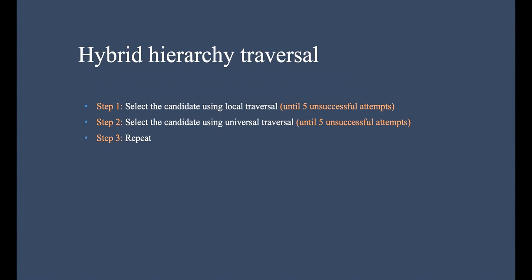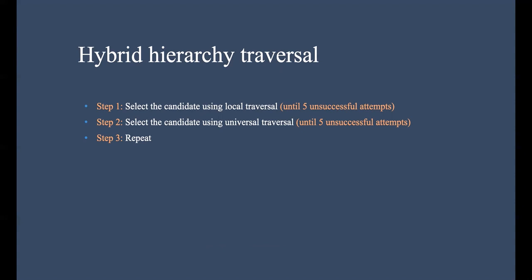When that happens, we want to switch to the universal traversal algorithm. And sometimes with the universal traversal, it could be that we don't have enough examples at that point to train a good classifier. So we realize most of the attempts that we have with finding the best rules through the classifier are failing. So in this case, we switch back to the local traversal.